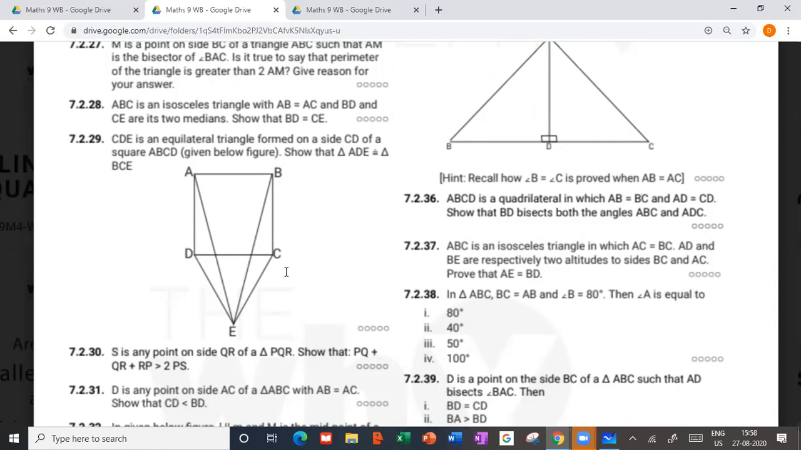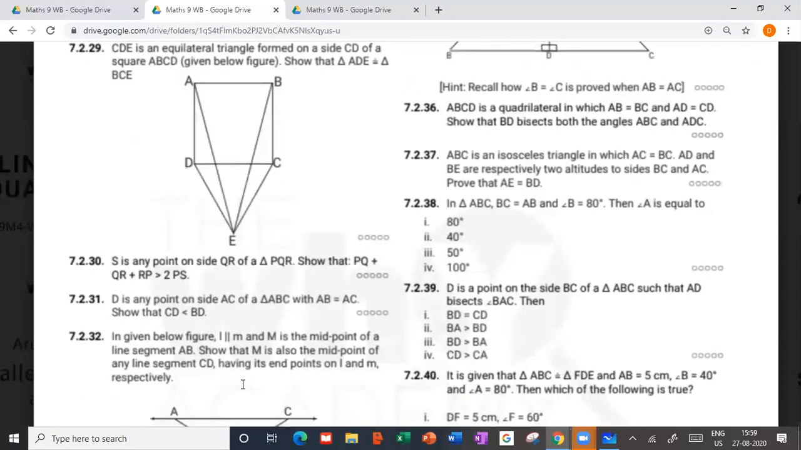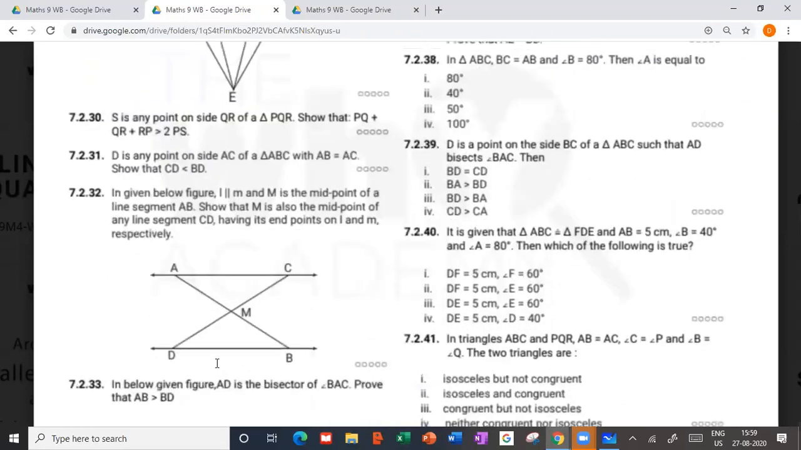Awesome. So the main catch in this figure is identifying that all sides of a square are equal, that property, and the property that in an equilateral triangle all angles will be 60. And of course, the angle of a square is 90. So three things they want you to know. Okay, cool. Then 30, 31 you do on your own. It's the same property as I just showed you.